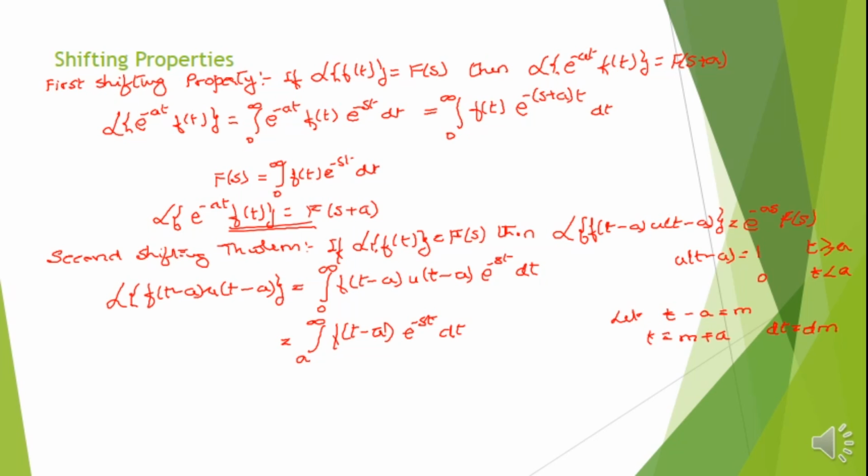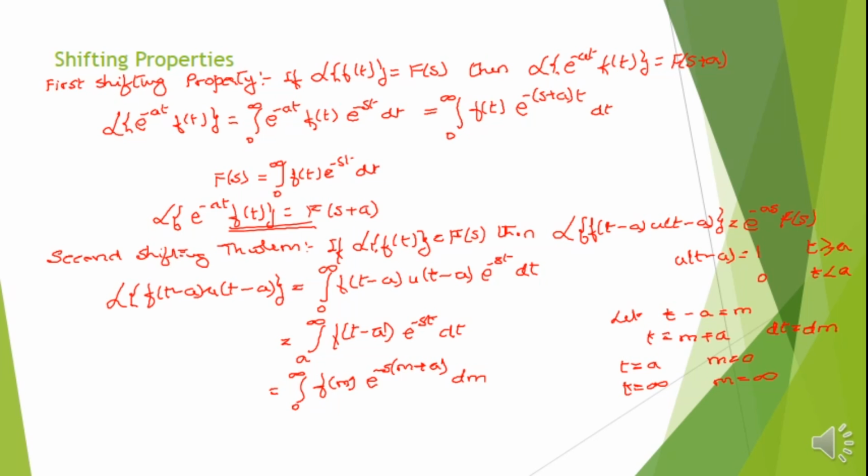So what about the limits? When t equals a, m equals 0. So if I substitute t equal to a, m becomes 0. When t is equal to infinity, m equals infinity. So this integration, because of the change of variable, is the integral from 0 to infinity of f of m e to the power minus s into m plus a dm.